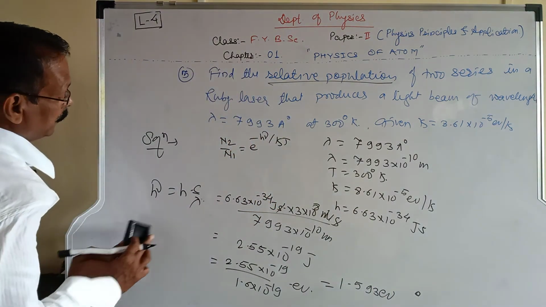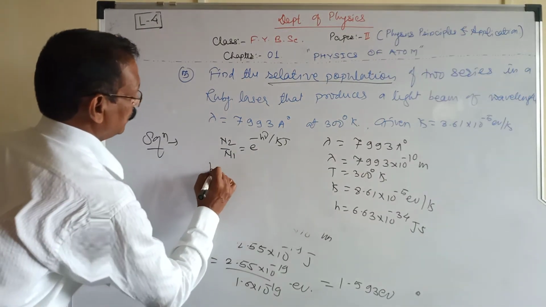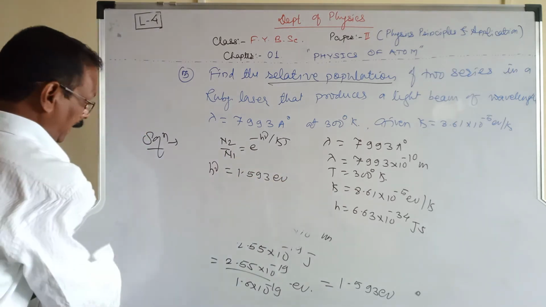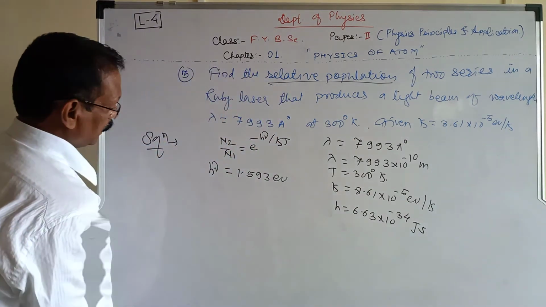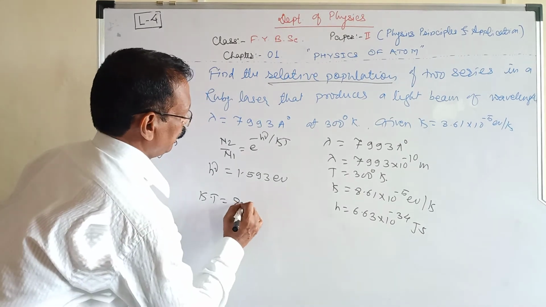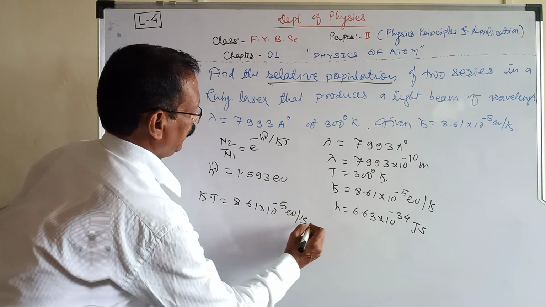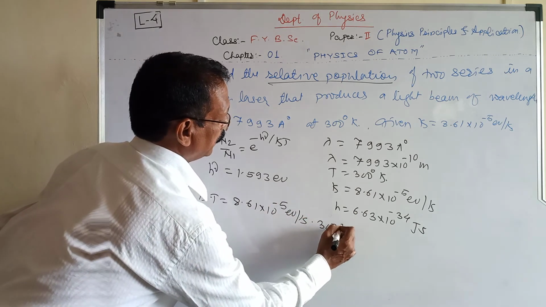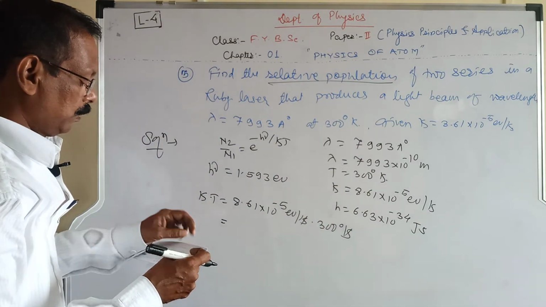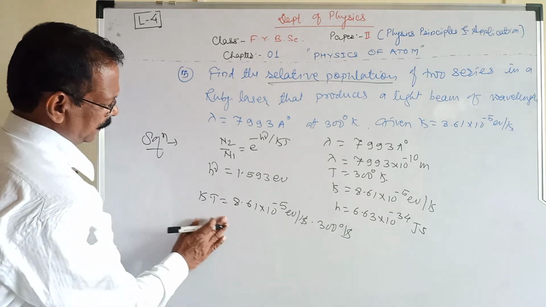So we get the value of h nu here. We can write directly h nu is equal to 1.593 electron volt. Then we have to find out kT. What is k? K is the Boltzmann constant, given here as 8.61 into 10 raised to minus 5 electron volt per Kelvin. And T in the weather is 300 degree Kelvin. So Kelvin gets cancelled, and we can write this value directly here.